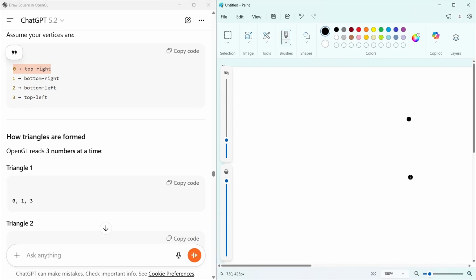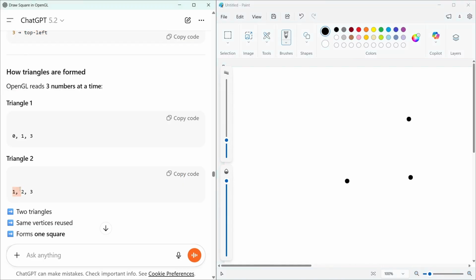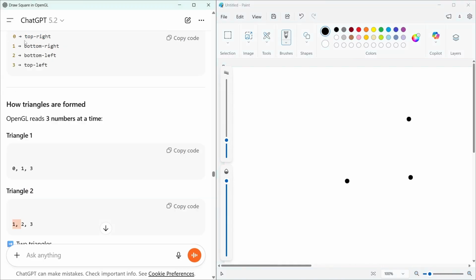Guys, listen to this carefully. Now again, it is a 3. So 3 will be bottom left. Bottom left will be here somewhere. I'm not sure where exactly, but I'm just drawing that. Now for triangle 2, it will be 1. Where is the 1? Oh, wait a minute. 1 is bottom right. Bottom right will be here.